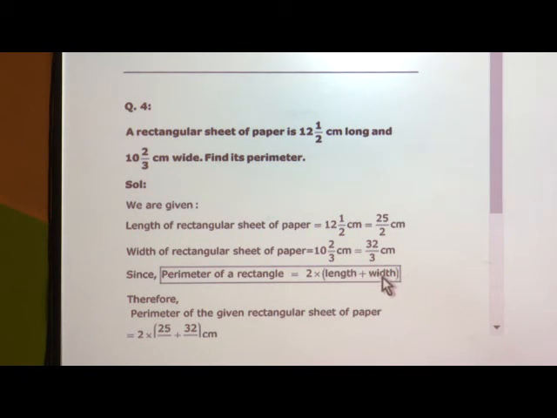Width is nothing but the breadth. So, you can write L plus B or you can write length plus breadth. Now, it is a word problem. So, we have to write the statement.